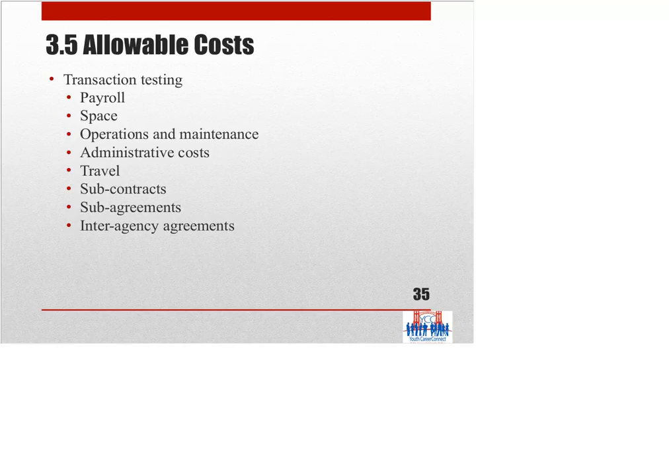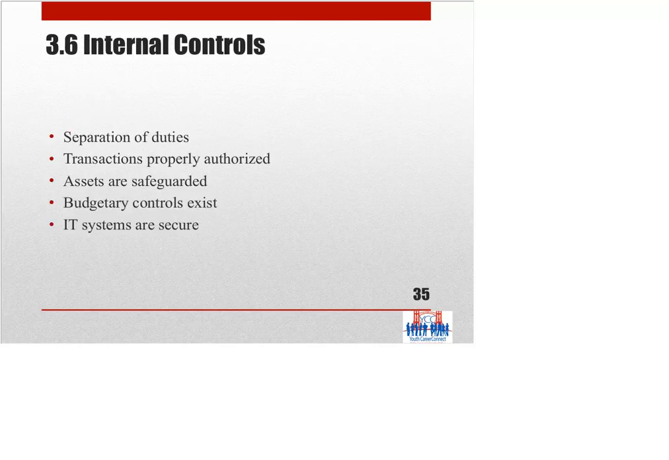Going on to 3.6, internal controls. As indicated under core activity number 2, we will look at internal controls and the internal control framework. We will look at this to see that there are sufficient separation of duties, that assets are safeguarded, as well as the systems that are used to enter in the data are safeguarded.